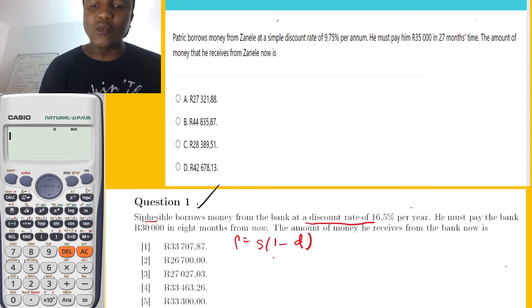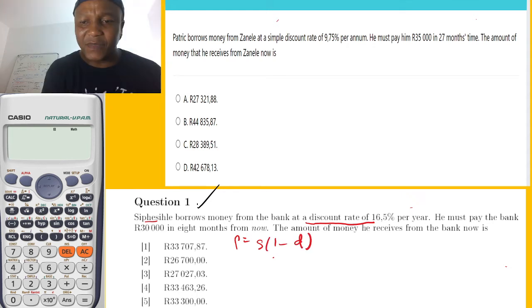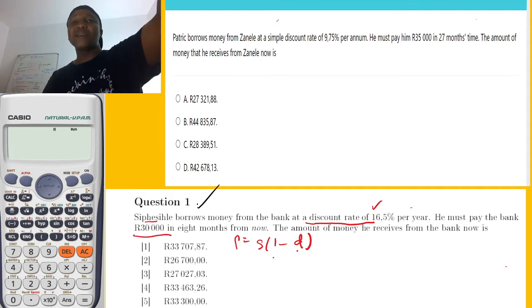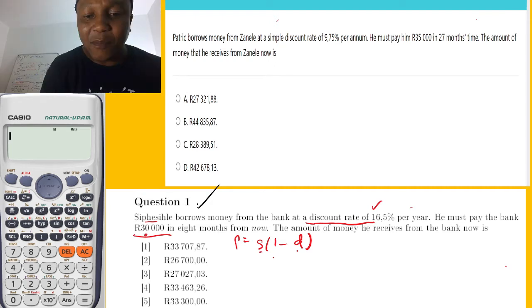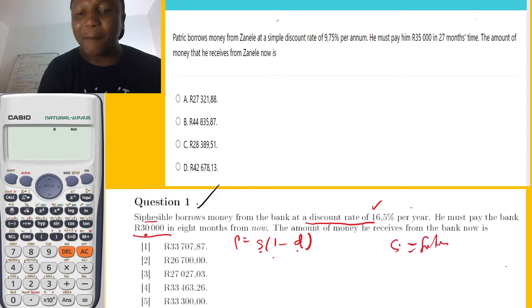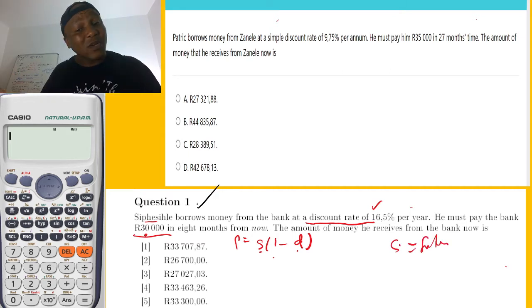Now we know a lot of information here. They say basically borrow money from the bank at a discount rate of 16.5%. So D we have already, and then he must pay back 30,000. He must pay back means that's the future amount. So this one here is S, because S represents the future amount. So for that case, the question is easy.